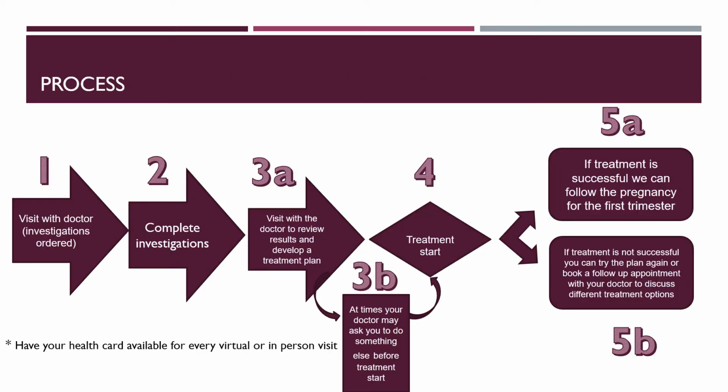We wanted to go over the process of receiving care at One Fertility. We already talked about step number 1, which is visiting with your doctor and getting testing or investigations ordered. Then step number 2 would be to complete the testing or investigations. Step number 3 would be to meet with your doctor to go over the results and develop a treatment plan. At times, some of your testing may lead to further testing, and your doctor may order more testing or ask you to do something else prior to treatment start.